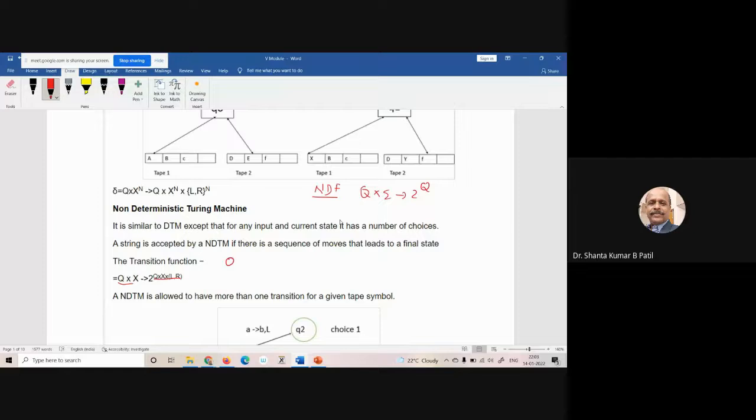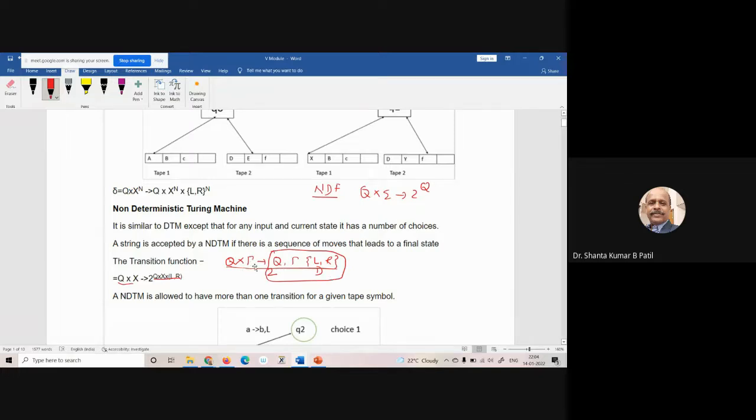So deterministic, how do you write? The transition function: Q, tau (the tape symbol), we write it as Q, tau, into direction, either left or right, or you can write D. D is the direction, so left or right. Whereas in the case of the non-deterministic, it is 2 power this. If you are writing 2 power this output, this will become the non-deterministic Turing machine.